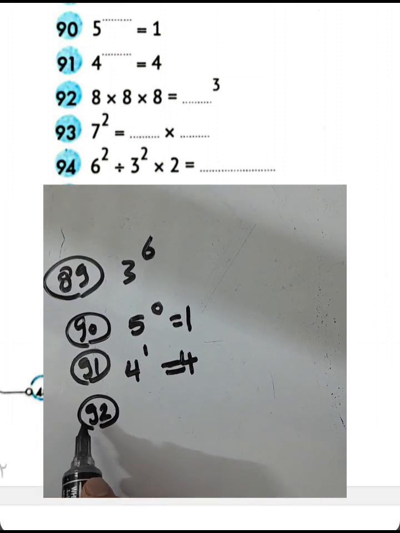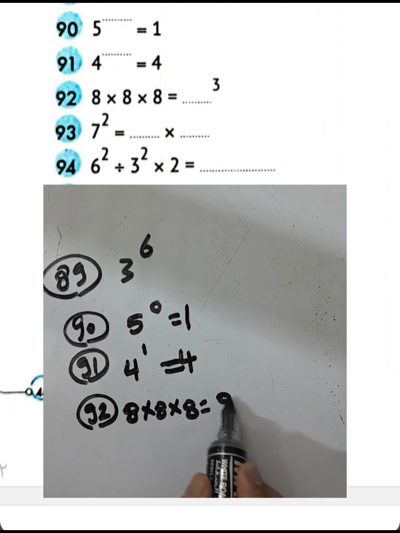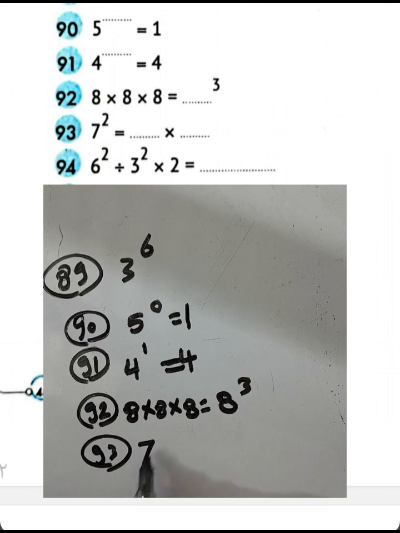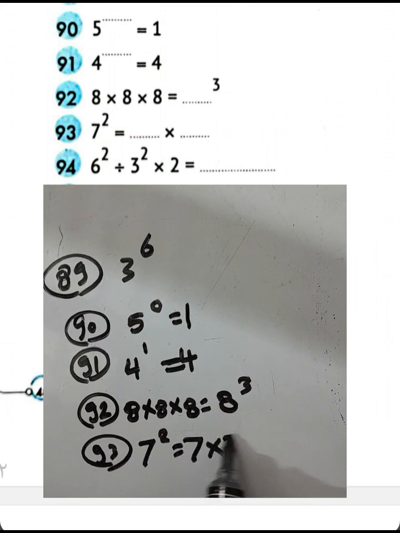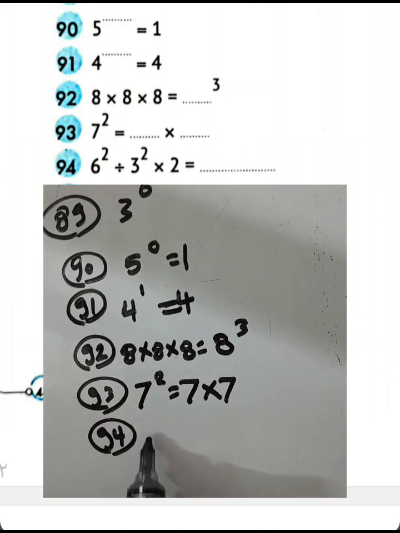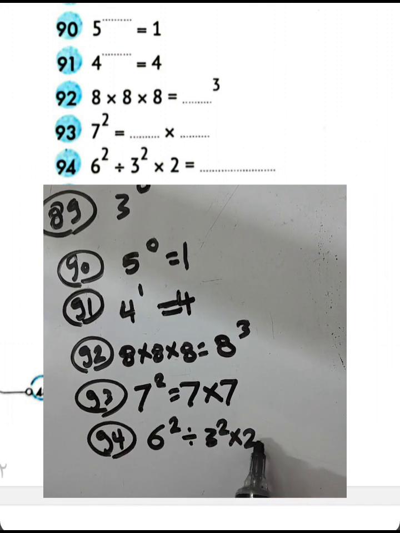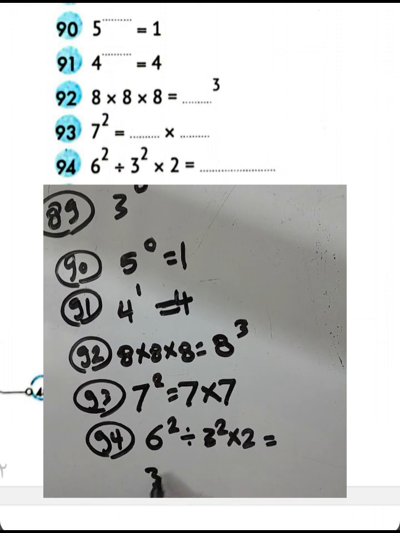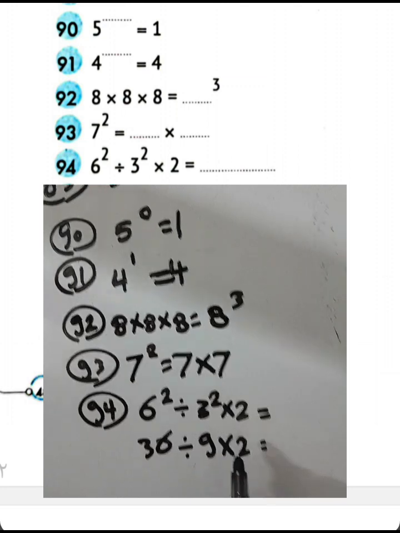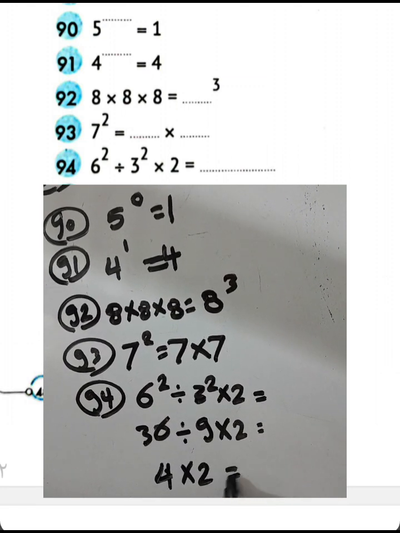Question 92. 8 by 8 by 8 means 8 power 3. Question 93. 7 power 2 is 7 by 7. Question 94. 6 power 2 divided by 3 power 2 times 2. 6 power 2 equals 36, divided by 3 power 2, which is 9, times 2. 36 divided by 9 equals 4, and 4 times 2 equals 8.